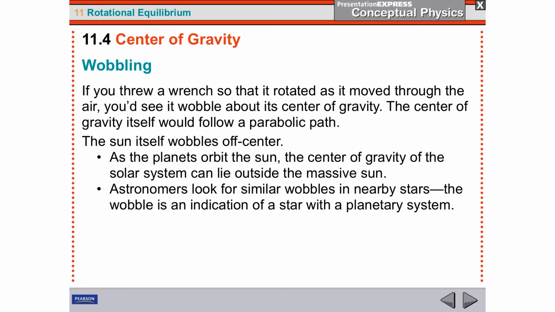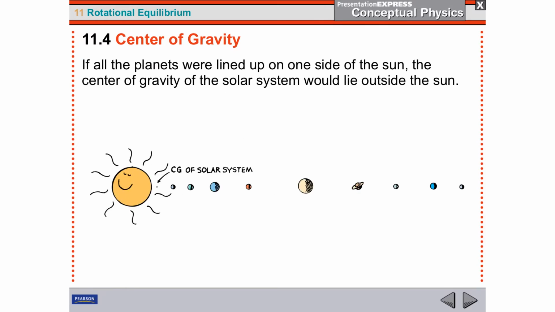So let me show you an example with the solar system. The solar system has lots of mass in the planets. If you think of the entire system as one object, the sun is the most massive, and so the average is going to be closer to the sun. So if you were going to balance the whole solar system, the center of gravity would be not in the sun or in any of the planets, but outside the sun, but very, very close to the sun.